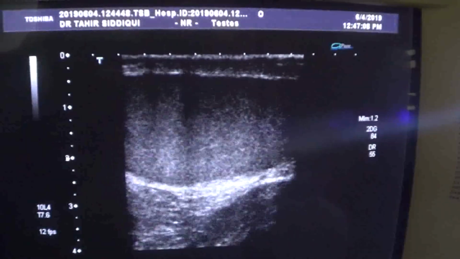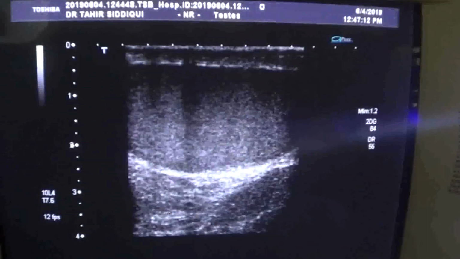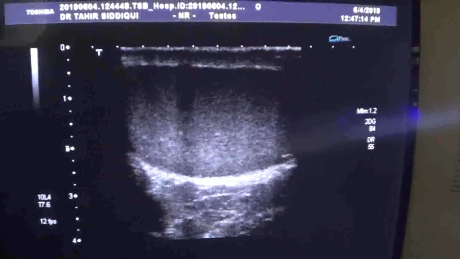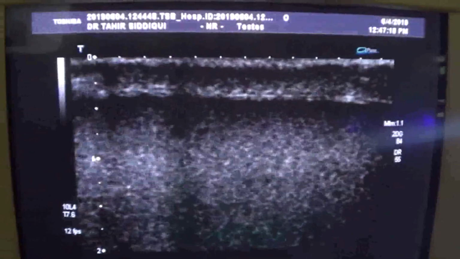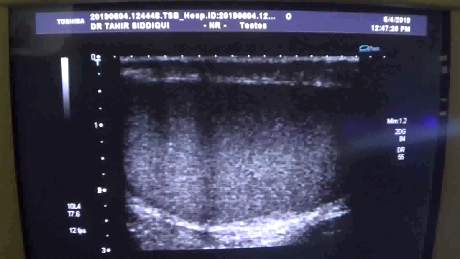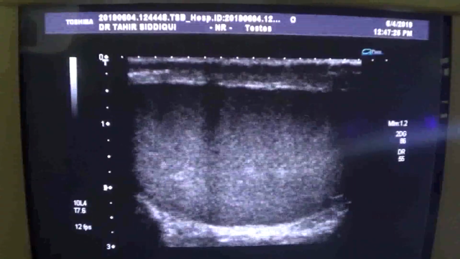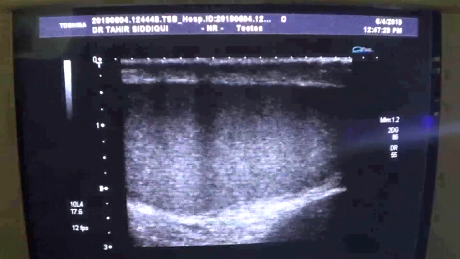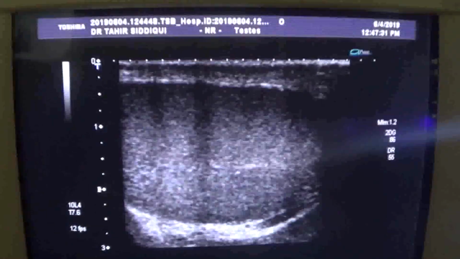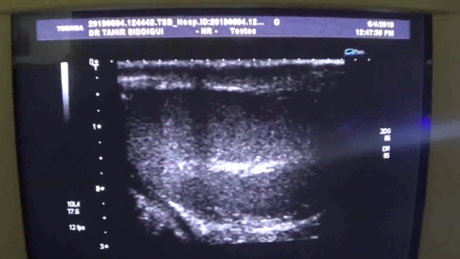This is an ultrasound of the scrotum of a 34 years old young boy. I have said boy because he is still unmarried, with the history of a lump he feels in the right testis. So this is the left testis, and the left testis is normal, as you can see.